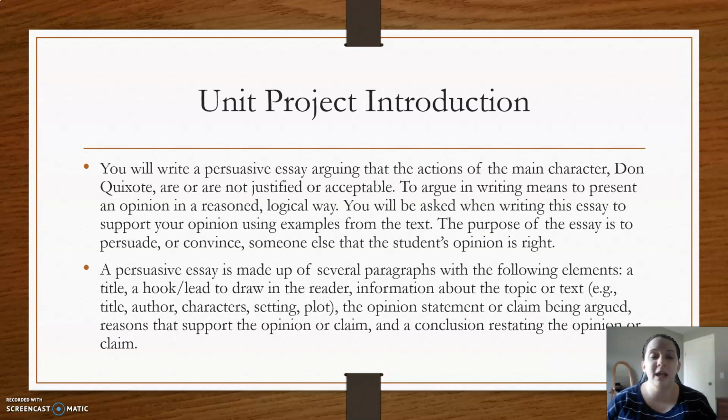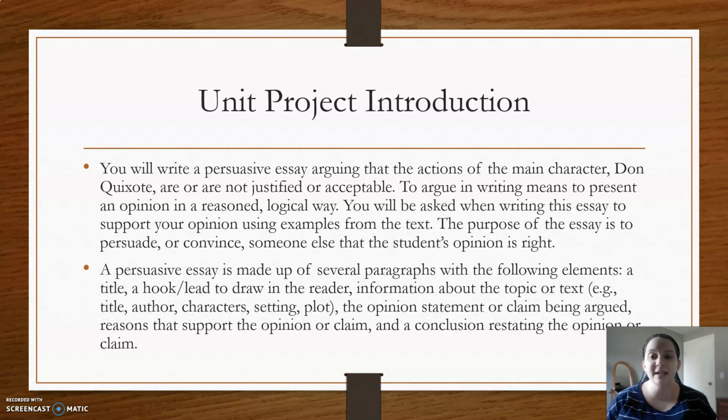So we are going to be working on a unit project. What you're going to be doing throughout this unit is writing a persuasive essay to argue that the actions of Don Quixote are justifiable or not. So what that means is, what he's doing, is it acceptable or not? To argue in writing means to present an opinion in a reasoned, logical way. You're going to be asked when writing this essay to support your opinion using examples from the text. And the purpose of this essay is to persuade or convince someone else that you are right, that he is being justifiable or he's not being justifiable.